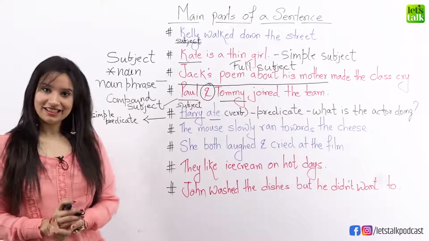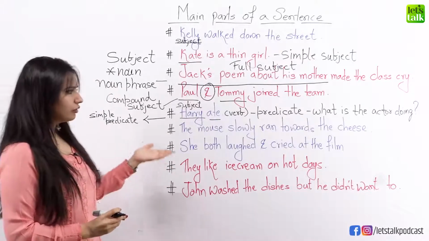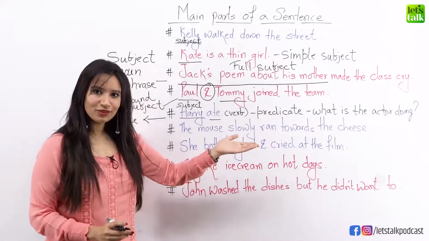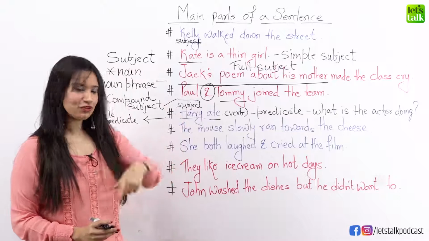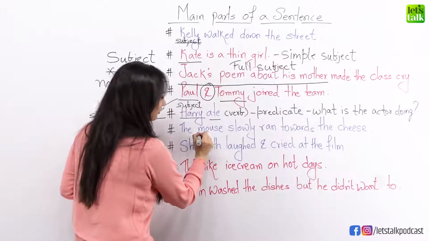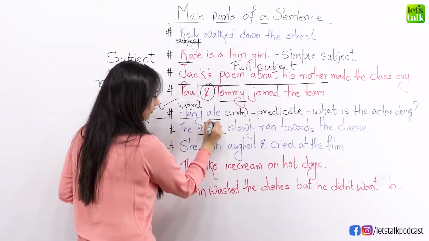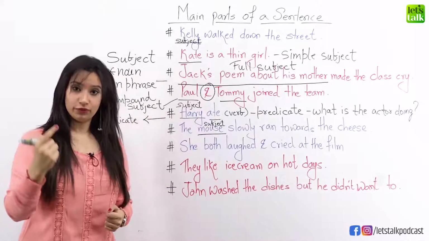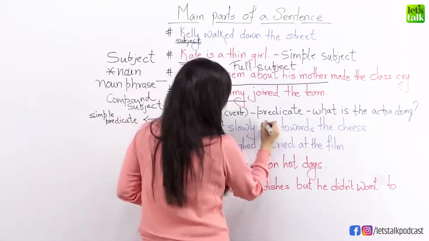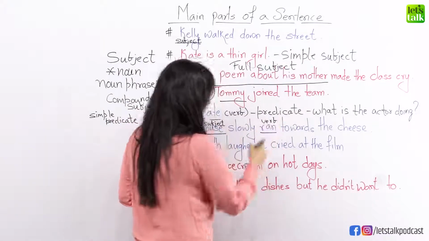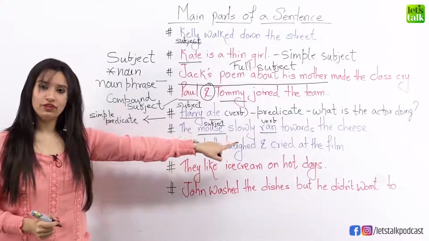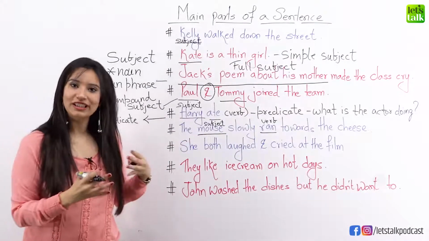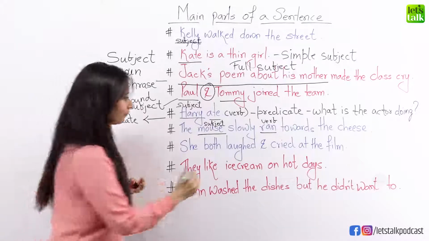Now let's look at the next sentence that we have. The mouse slowly ran towards the cheese. How did the mouse run? Did you notice something special here? So let's see first the subject. Mouse is the subject, okay, because it's the noun. Now the predicate, as you already know, is the verb, all right? Now the interesting part is we have more information with the verb. How did the mouse run? The mouse ran slowly. So this is an adverb.